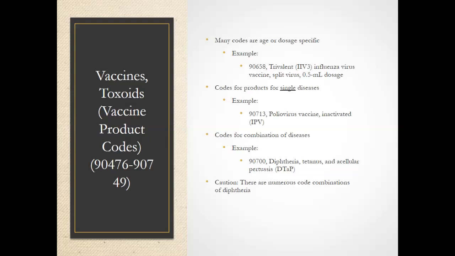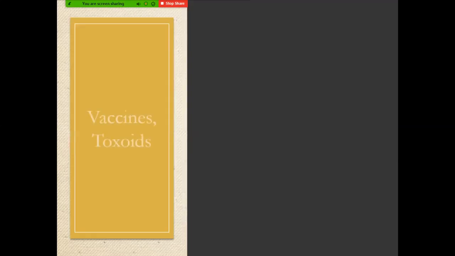If you look at code 90700, diphtheria, tetanus, and acellular pertussis, that's the DTaP, but it has the small a. You have a poliovirus vaccine that's inactivated, which is 90713, the IPV. And then if you look at 90658, the trivalent influenza virus vaccine is a split virus, 0.5 milligram dosage. As you're coding and reading your scenarios and looking in your CPT, you're going to be able to really study those particular codes.